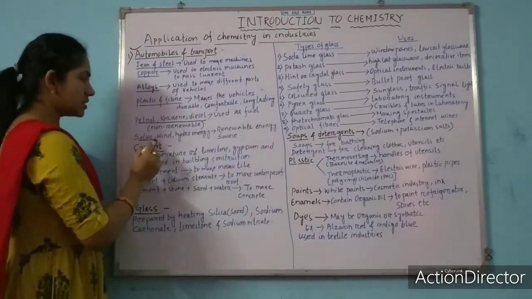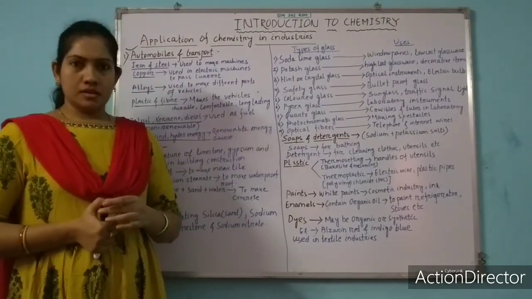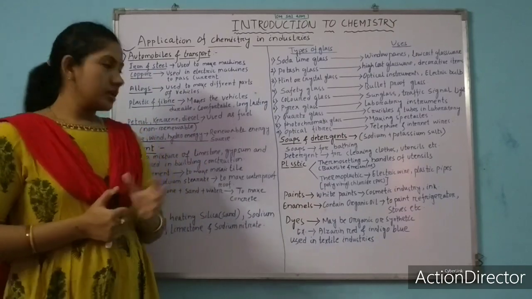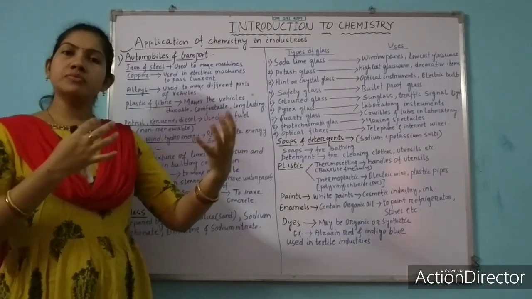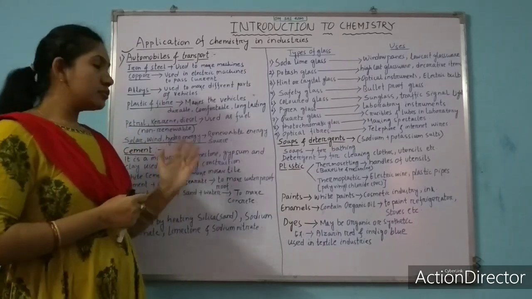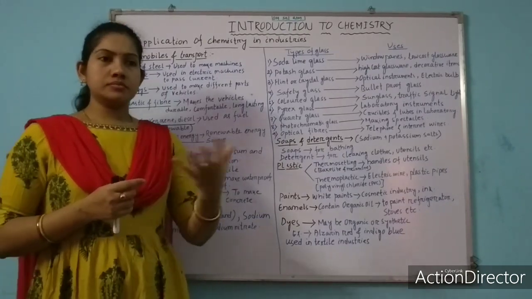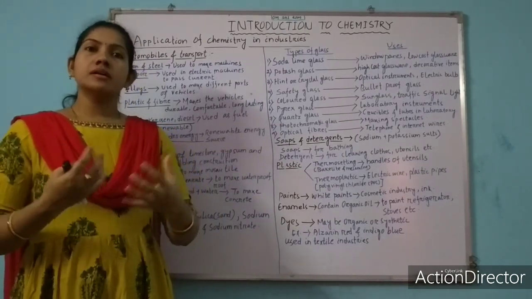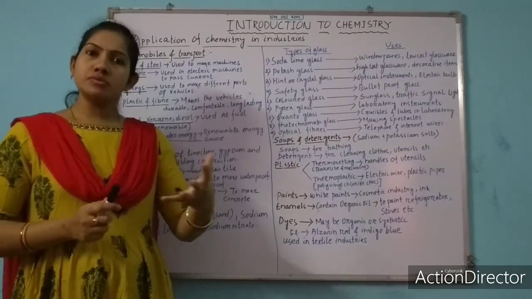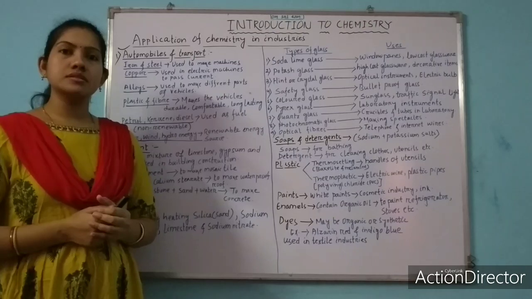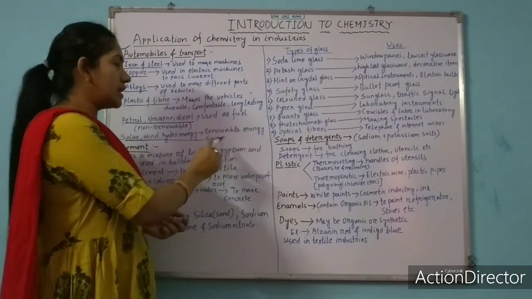The last one here we can see is solar, wind and hydro energy. Solar energy means from the sun. Wind creates energy. Hydro means by the power of water. Some of you might have been to dams, like the Hirakud dam, where they generate electricity by using water. That is called hydro energy. So this kind of energy we can call renewable energy source.